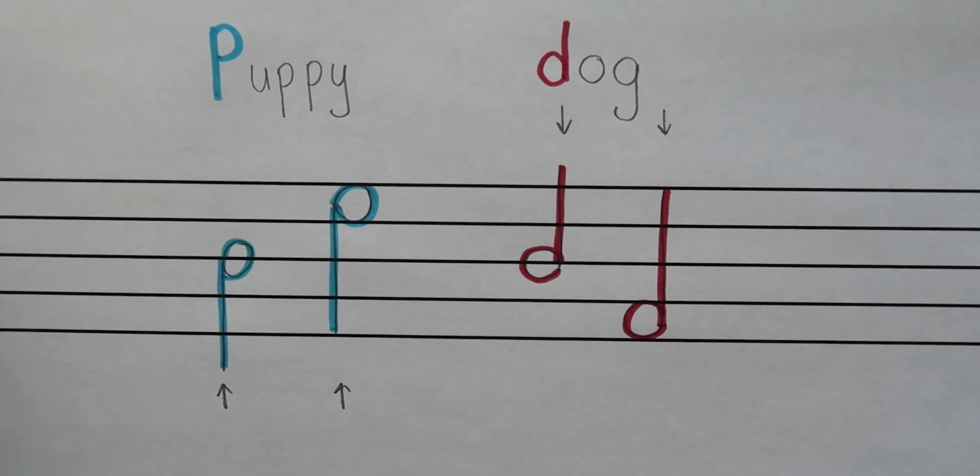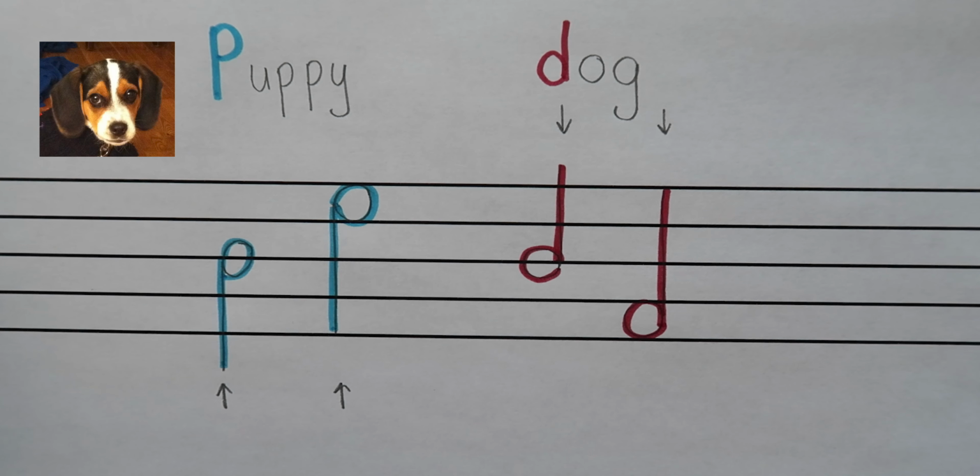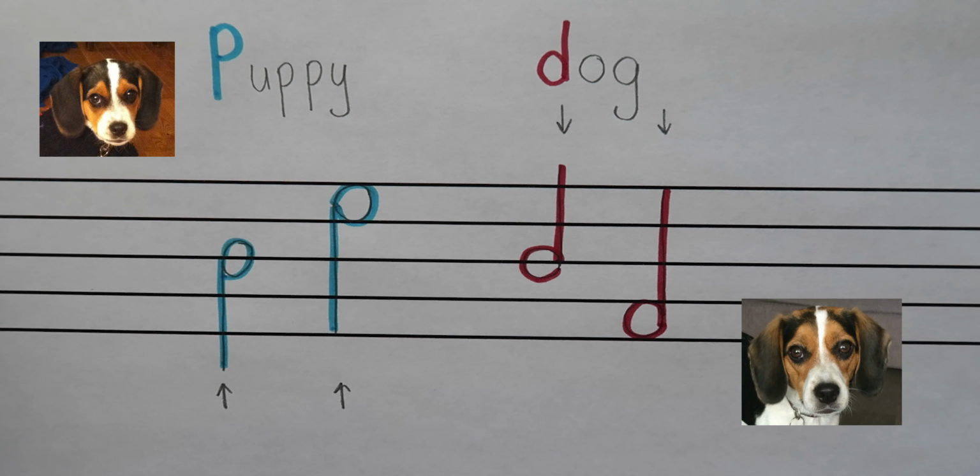Also, the notes that resemble letter P are the higher pitched notes on line 3 and above. So think of the high puppy squeals and whimpers. While the notes that resemble letter D are the lower pitched notes on line 3 and below because they are the dogs. So think of the low and deep dog barks.